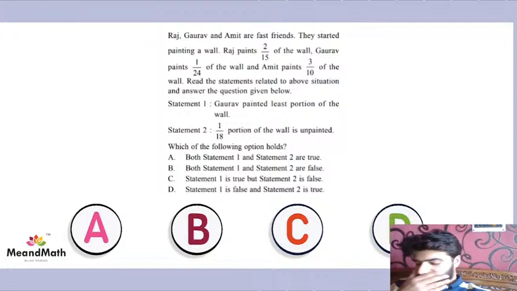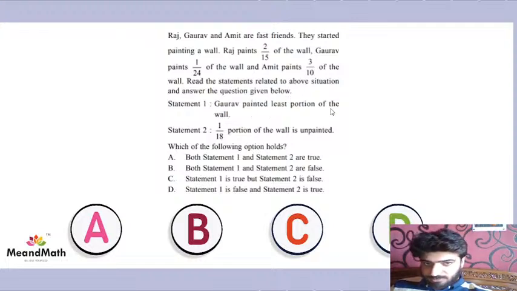Now this one, you need to solve this also, and you need to tell me. Raj, Gaurav, and Amit are best friends. They started painting a wall. Raj paints 2/15 of a wall, Gaurav paints 1/24, and Amit paints 3/10 of the wall. Read the statements related to the above situation and answer the questions given below.